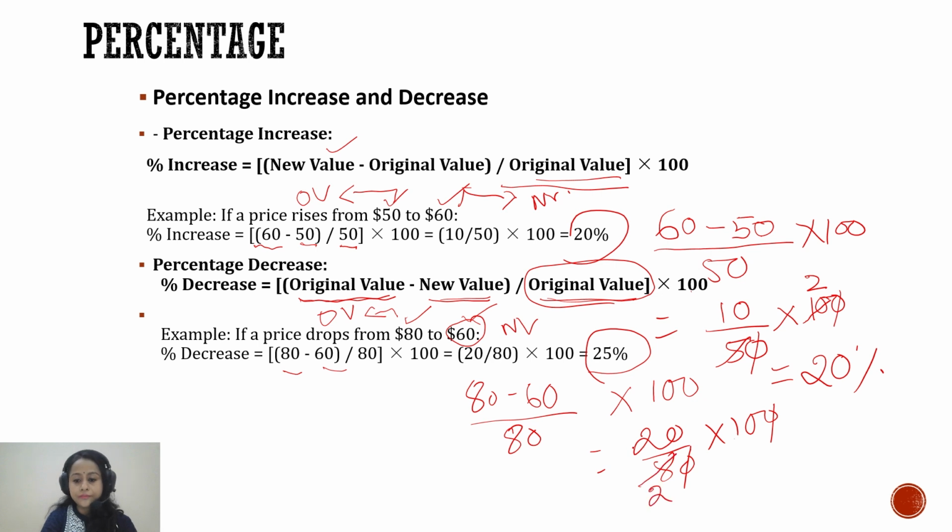Sorry, yeah. And here it is 5. I am dividing numerator and denominator by 4, and then I will divide it by 2. 10 by 2 is 5. So it is 25. So 25% is the decrease in the value of the price. So these two are very important formulas.